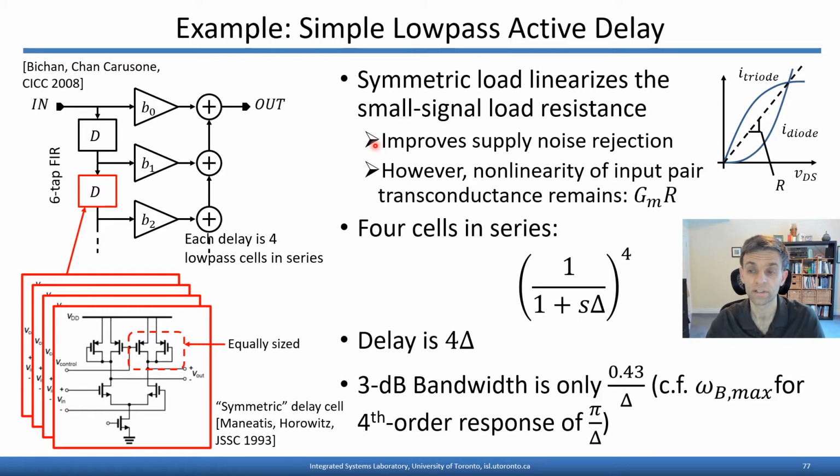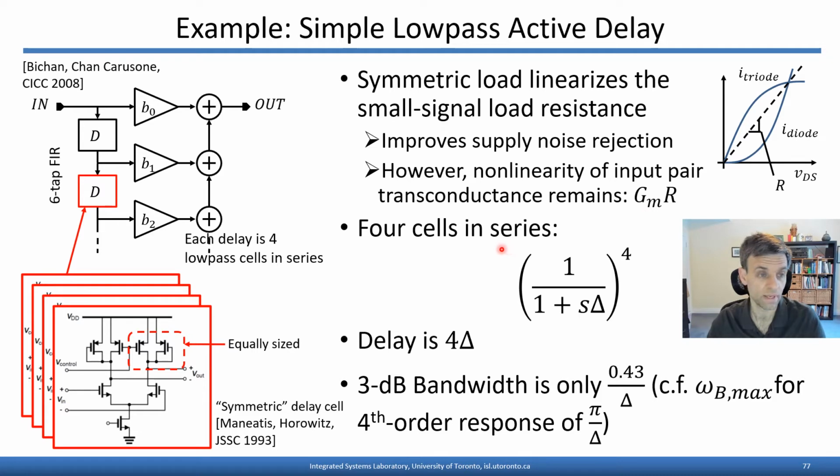However, the nonlinearity of the input pair transconductance in fact looks more like what it did using a passive resistor R as the load. So the static nonlinearity is again limited by the nonlinearity in GM times R as a function of input level.